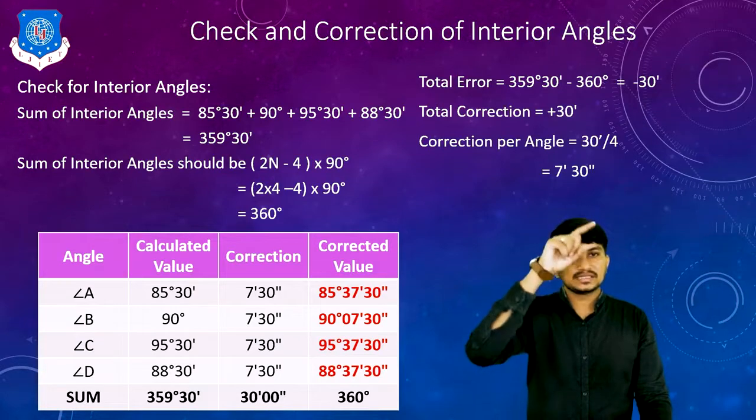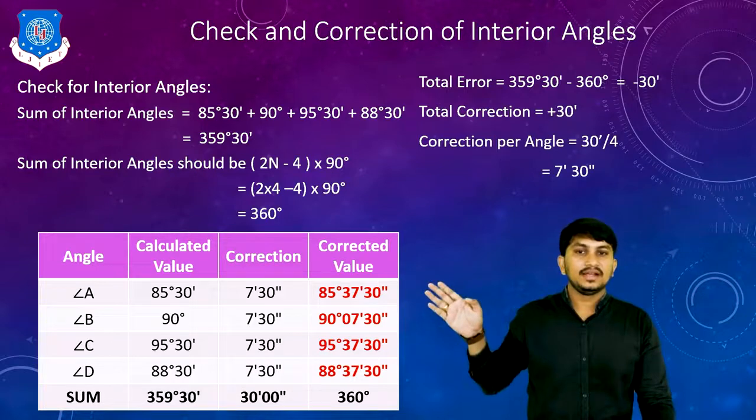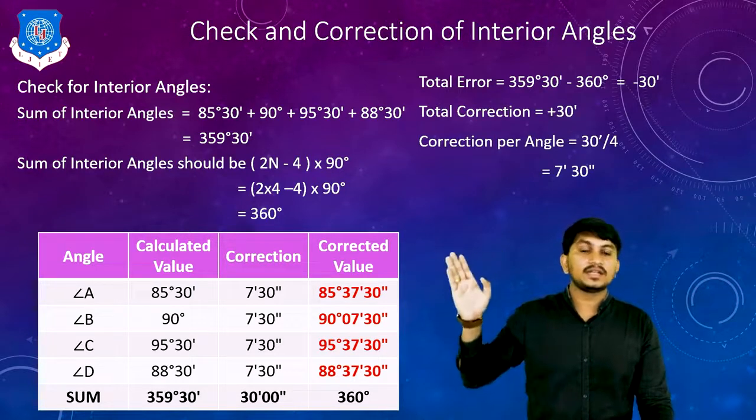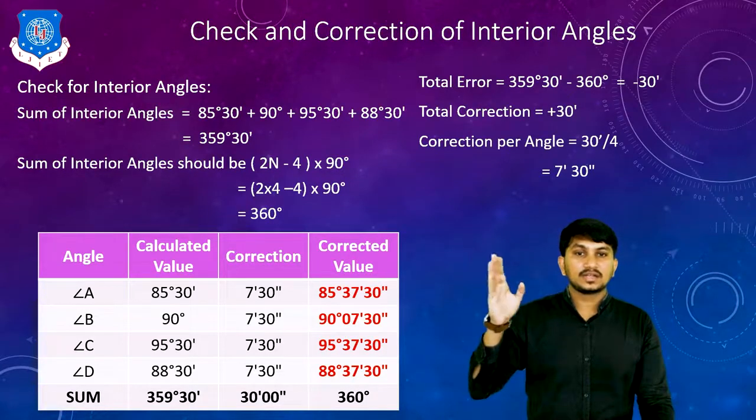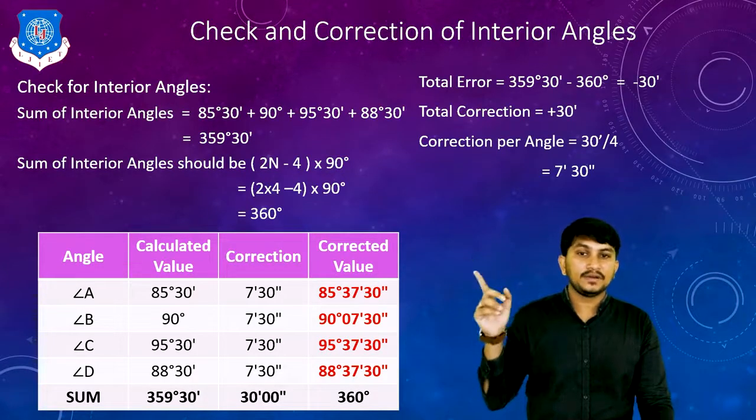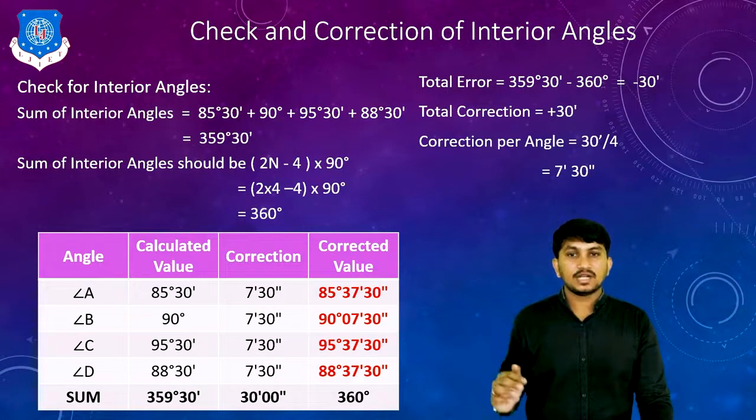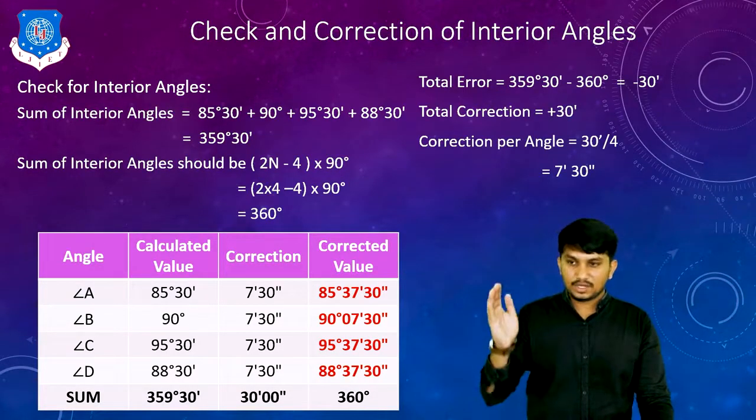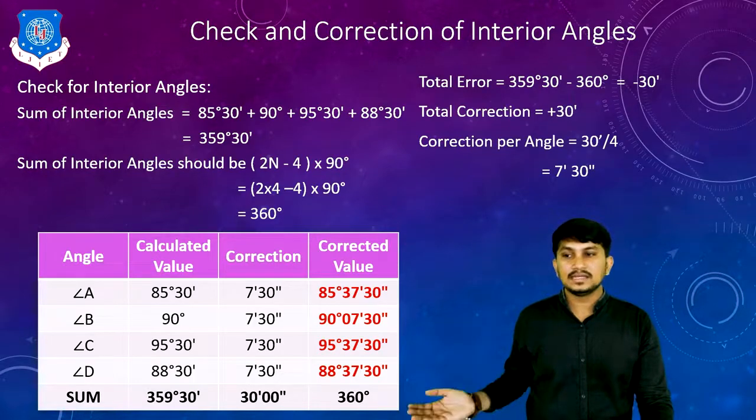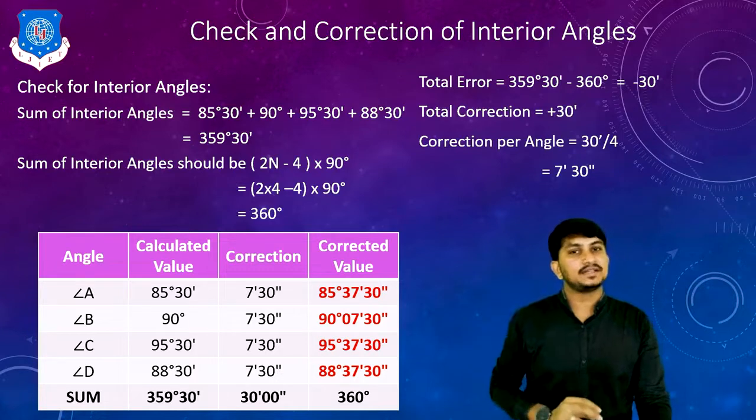So we have to add this correction per angle in all found angles. Okay, so angle A, calculated value is 85 degree 30 minute. After adding this correction, the corrected value of angle A is 85 degree 37 minute 30 seconds. Like this, we can find out all angles A, B, C and D. After correcting these angles, the sum of interior angles is 360 degree. This is called check and correction of interior angles.